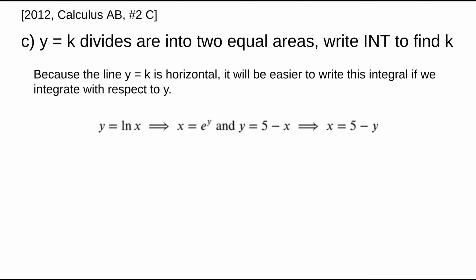So if we have the boundary function y equals natural log of x, the inverse of that is x equals e to the y. And if we have the boundary function y equals 5 minus x, the inverse of that is x equals 5 minus y.